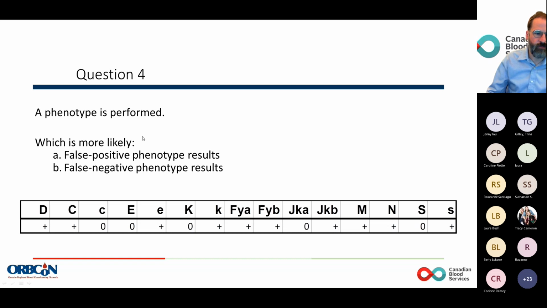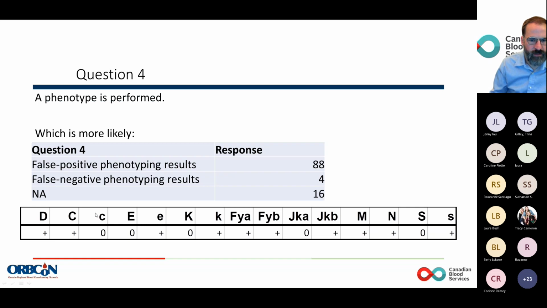Question 4, a phenotype is performed, and the question is, which is more likely? There are two options here: are we more likely to get a false positive phenotype result, or a false negative phenotype result? Here we're seeing the patient's phenotype being little c negative, big E negative, Cw negative, Jka negative, and big S negative. So this really goes back more to the patient's history than anything in the lab that you need to know about.